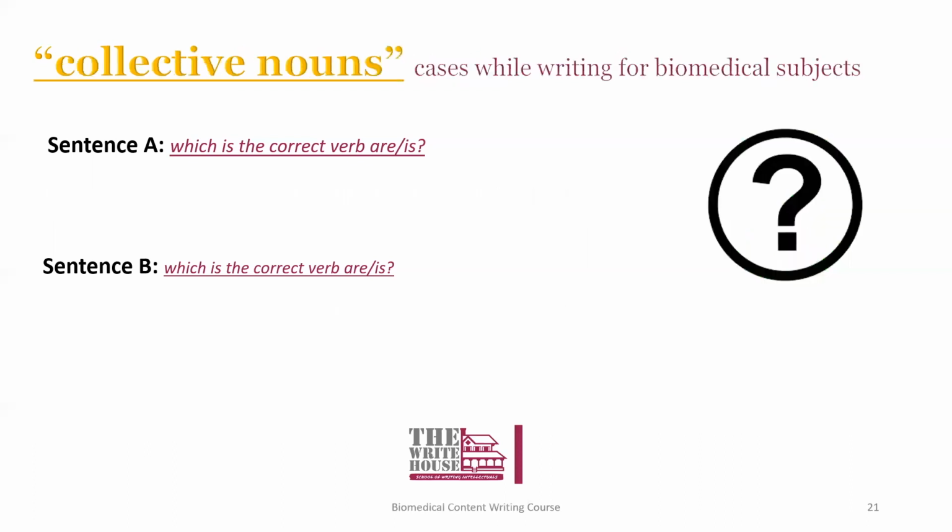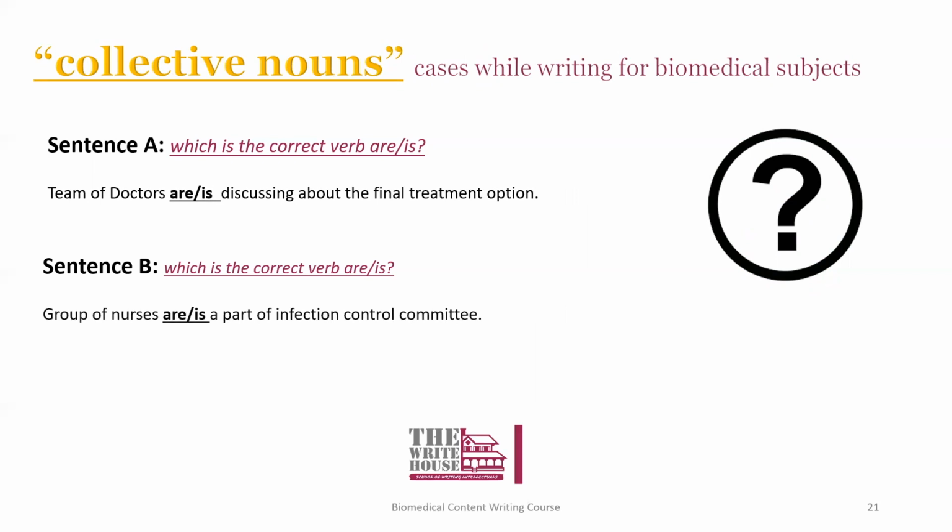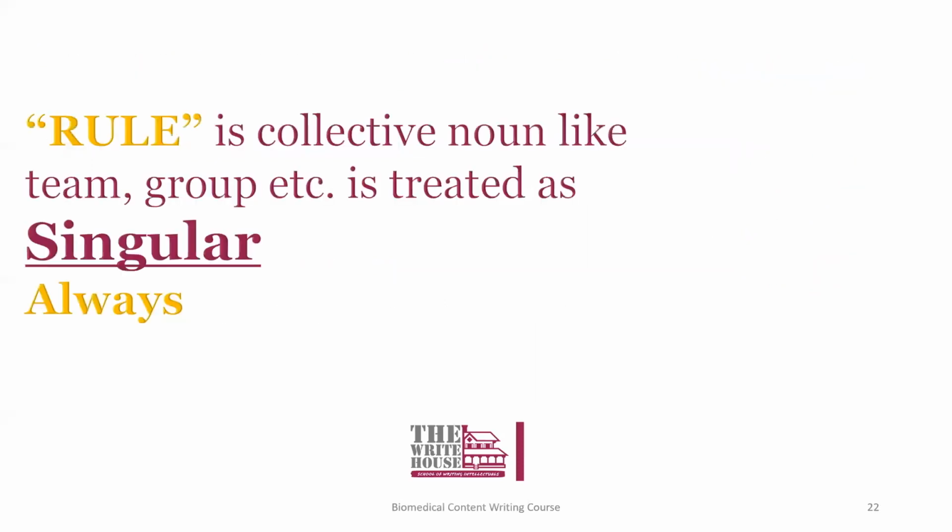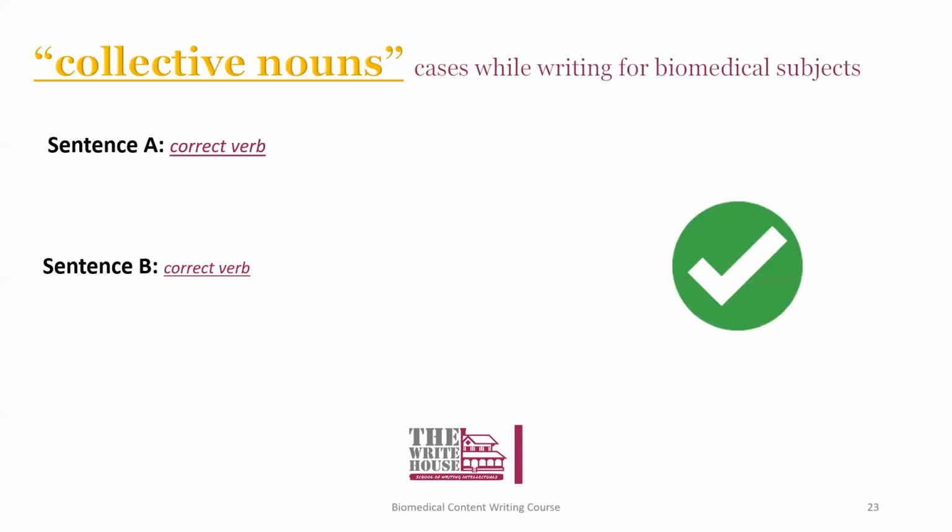Now again comes the collective nouns. Team of doctors are or is discussing about the final treatment option. Group of nurses is a part of, or are a part of, the infection control committee. Now which one should be used, are or is? Because team or group, they are collective nouns. The rule is that a collective noun like team, group, etc. is treated as singular always.